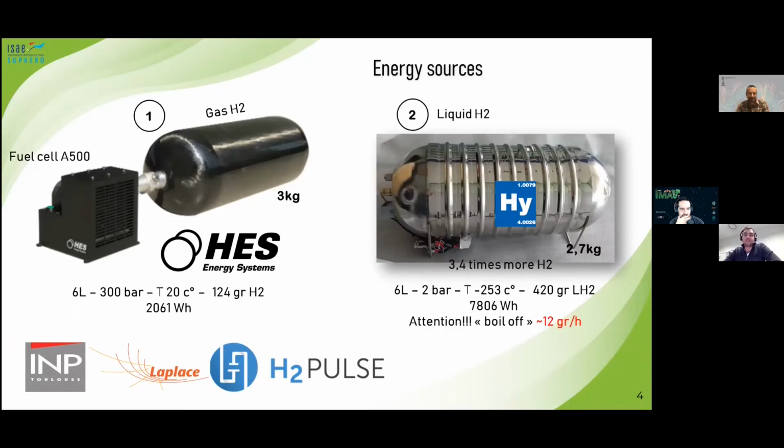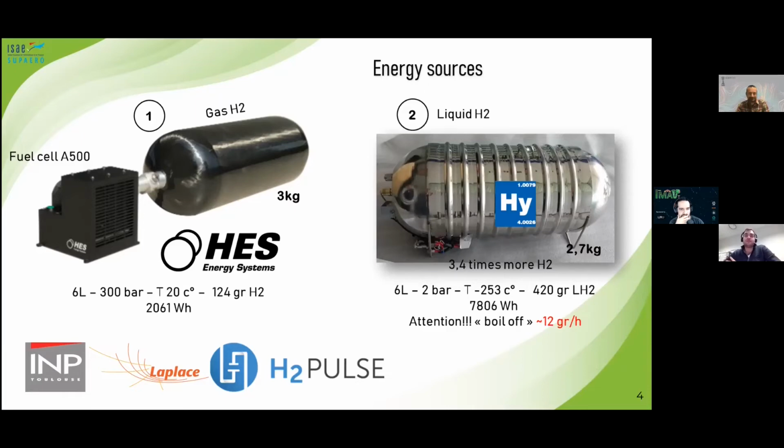On the other hand, if we are talking about liquid hydrogen, we can take an example of almost the same bottle of 6 liters. Now you see that we are at a much lower pressure of only 2 bars, but at a temperature of minus 253 degrees. But I would like to point out that this is the temperature of the liquid hydrogen. You can look at this bottle as one big thermos, and the temperature of the wall of this reservoir is ambient temperature of 20 degrees. And in this kind of bottle, you have around 420 grams of hydrogen.